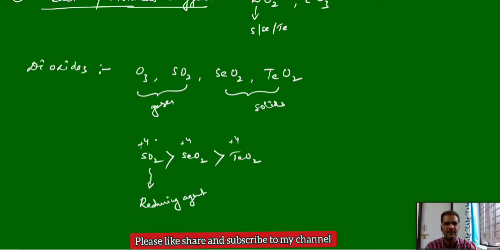Why? Because sulfur dioxide always tries to go from the plus 4 oxidation state to the plus 6 oxidation state. Sulfur in the plus 6 oxidation state is more stable. Going from a lower oxidation state to a higher one is reducing behavior. So sulfur dioxide can act as a reducing agent. From sulfur dioxide to selenium and tellurium dioxide, the reducing behavior decreases. So mostly tellurium dioxide can act as an oxidizing agent.